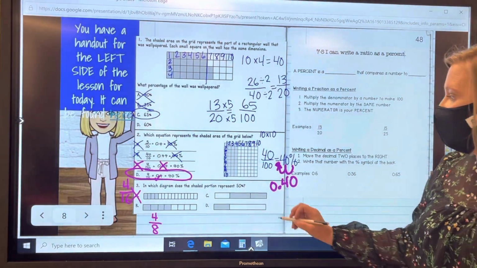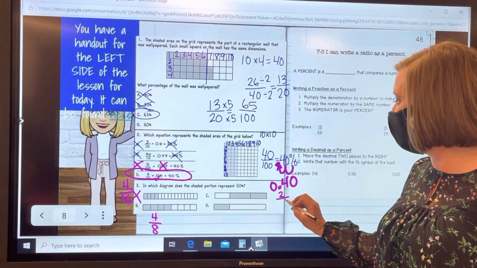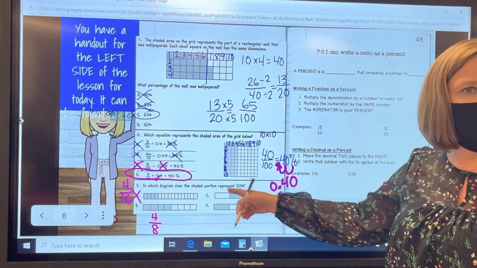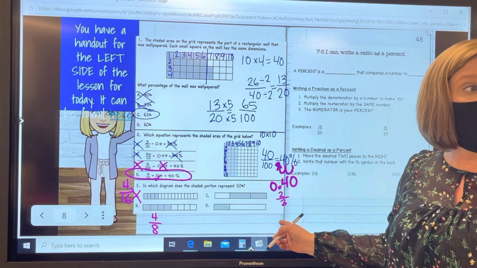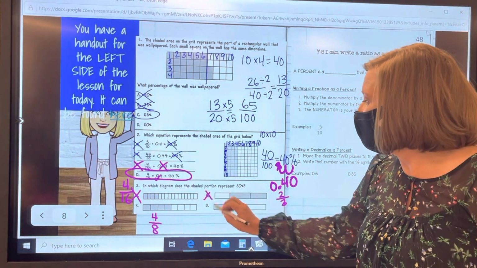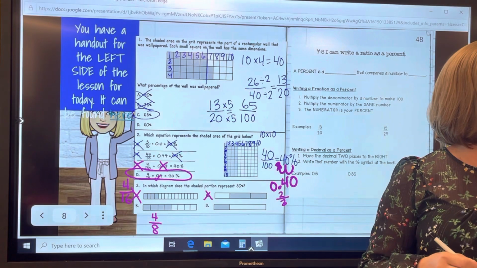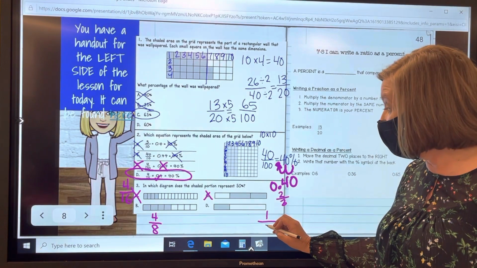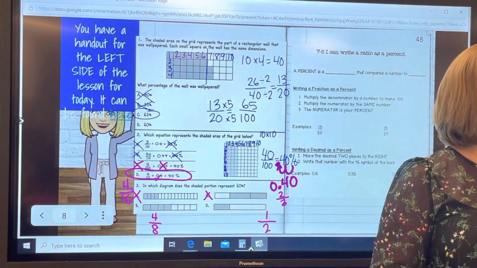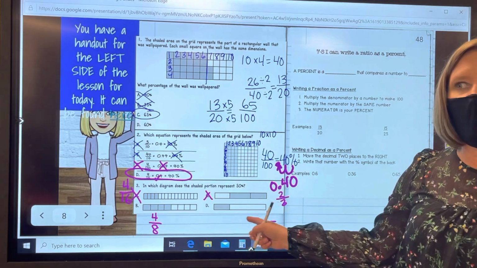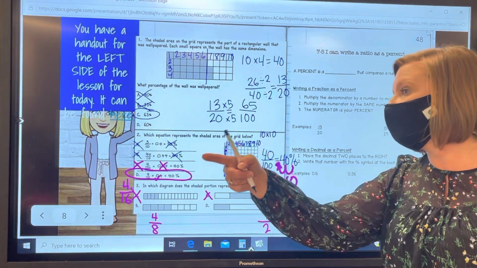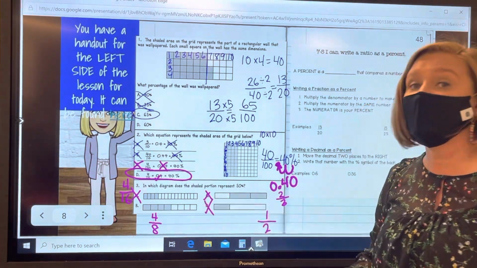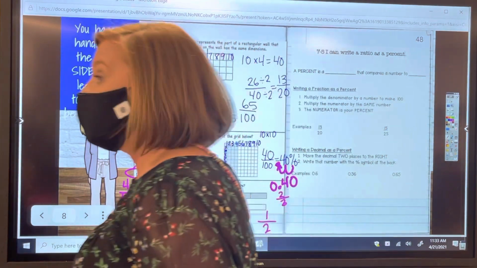C, how many are shaded? 2. How many total? 3. Are the spaces equal for C? Yes. But is 2 half of 3? No. D. How many are shaded? 1. How many total? 2. Is 1 half of 2? Yes. But what's wrong with this one? It's not equal. These spaces are not equal. So this one cannot be it, okay? The best answer choice is B.